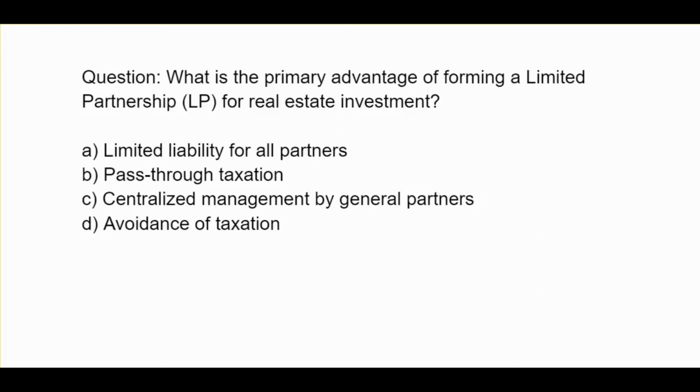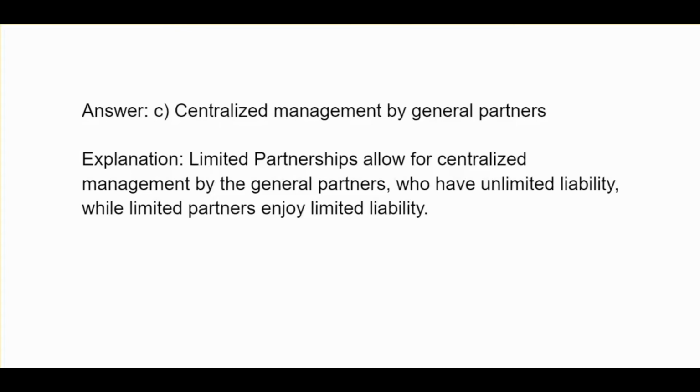What is the primary advantage of forming a limited partnership for real estate investment? A, limited liability for all partners. B, pass-through taxation. C, centralized management by general partners. D, avoidance of taxation. C, centralized management by general partners. Limited partnerships allow for centralized management by general partners who have unlimited liability, while limited partners enjoy limited liability.